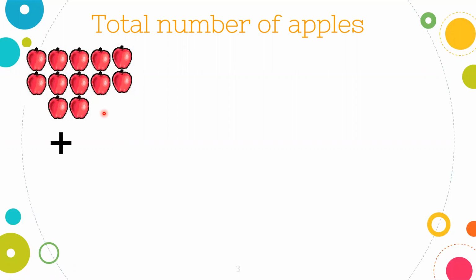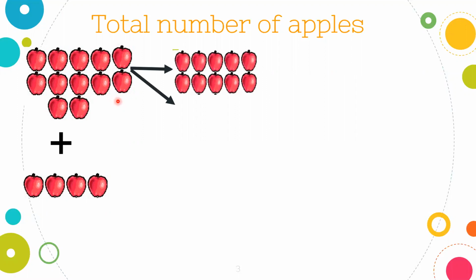And we are taking another set of 4 apples. We have to find totally how many apples are there. Now, if you see 12, it is made up of 10 apples and 2 apples, right? 12 can be split into 10 apples and 2 apples. We can write it as 10 plus 2, right? 10 plus 2 will give us 12.